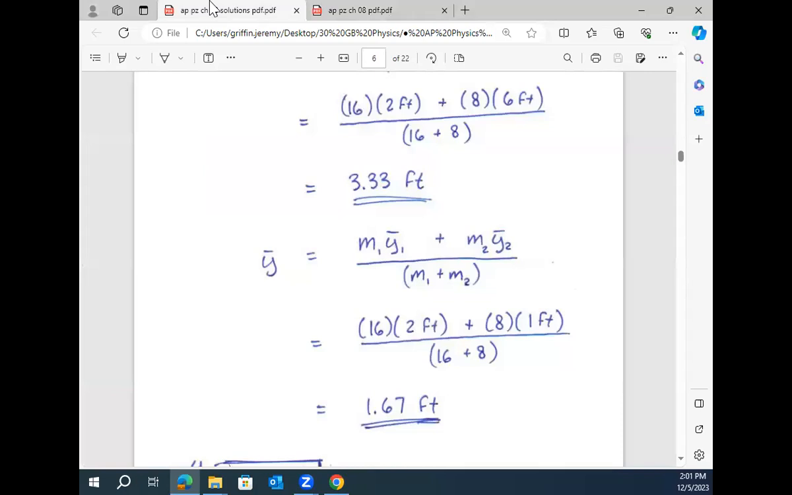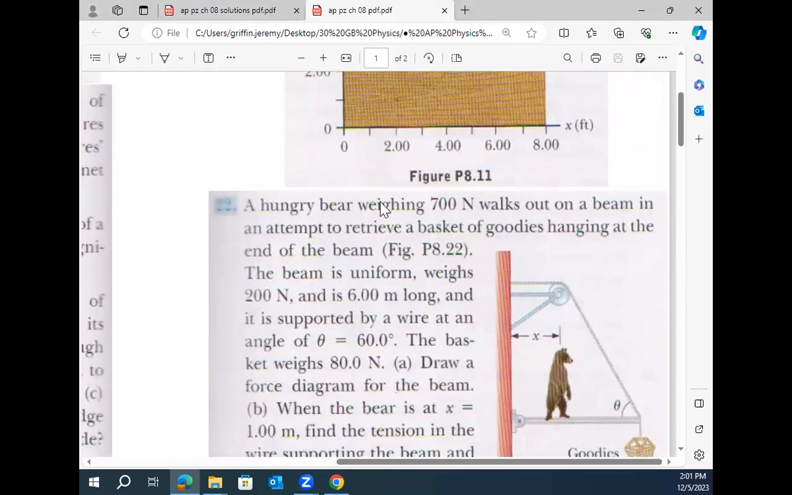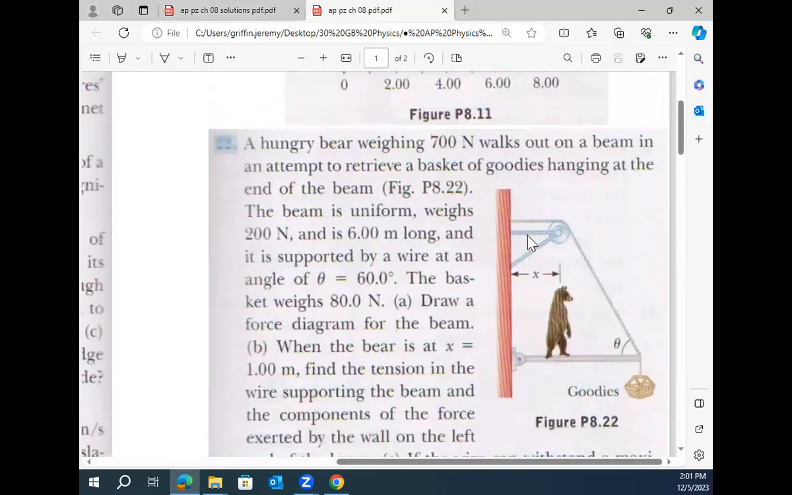This next one I did circle. We got a hungry bear with a weight of 700 newtons who walks out on a beam. It's only a small bear. He's trying to retrieve a basket of goodies hanging at the end of the beam. Look at that: the beam is uniform. That means its weight is evenly distributed. That's embedded in that word, which means this weight of 200 newtons for the beam, we can treat as acting at the center of mass of the beam.